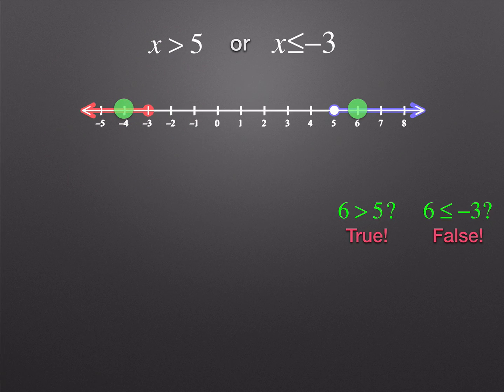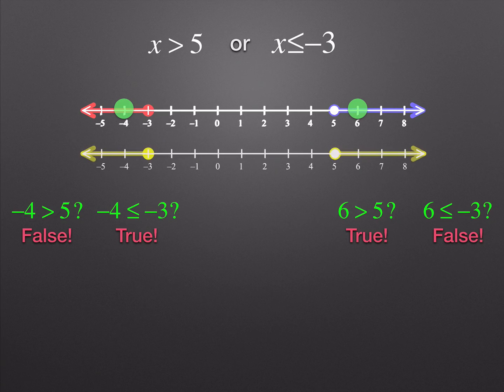What about on the other side? Let's try -4. So if I put -4 in, is -4 greater than 5? No, it isn't. How about -4 less than or equal to -3? That one is true. So that means that that red area is also part of my inequality. So my solution is the two branches of this graph, where x is greater than 5 or x is less than or equal to -3. I could also write it as -3 is less than or equal to x, or x is greater than 5.